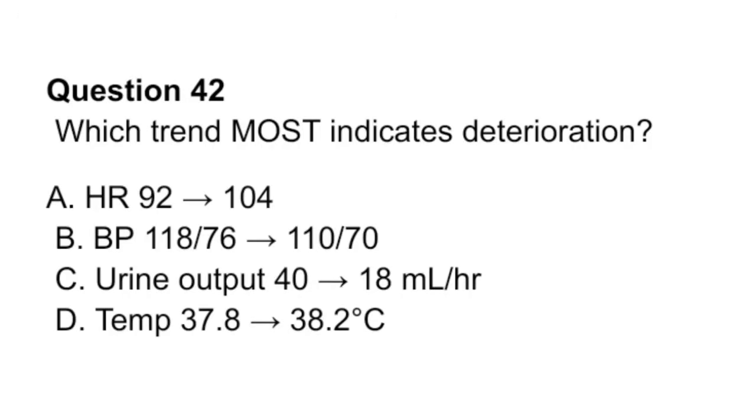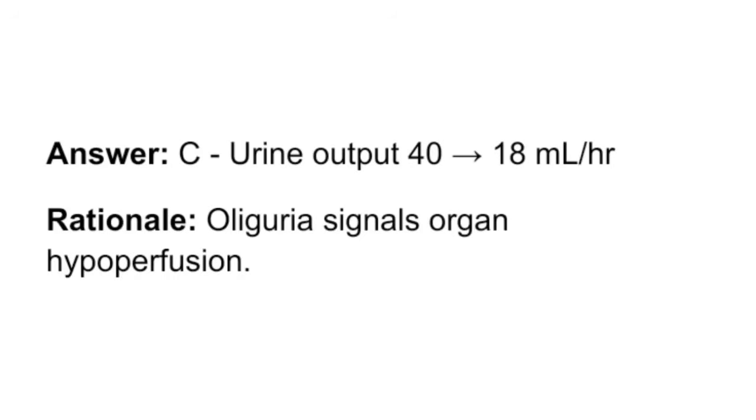Question 42. Which trend most indicates deterioration? A. HR 92 to 104. B. BP 118/76 to 110/70. C. Urine output 40 to 18 milliliters per hour. D. Temp 37.8 to 38.2 degrees Celsius. Answer. C. Urine output 40 to 18 milliliters per hour. Rationale. Oliguria signals organ hypoperfusion.